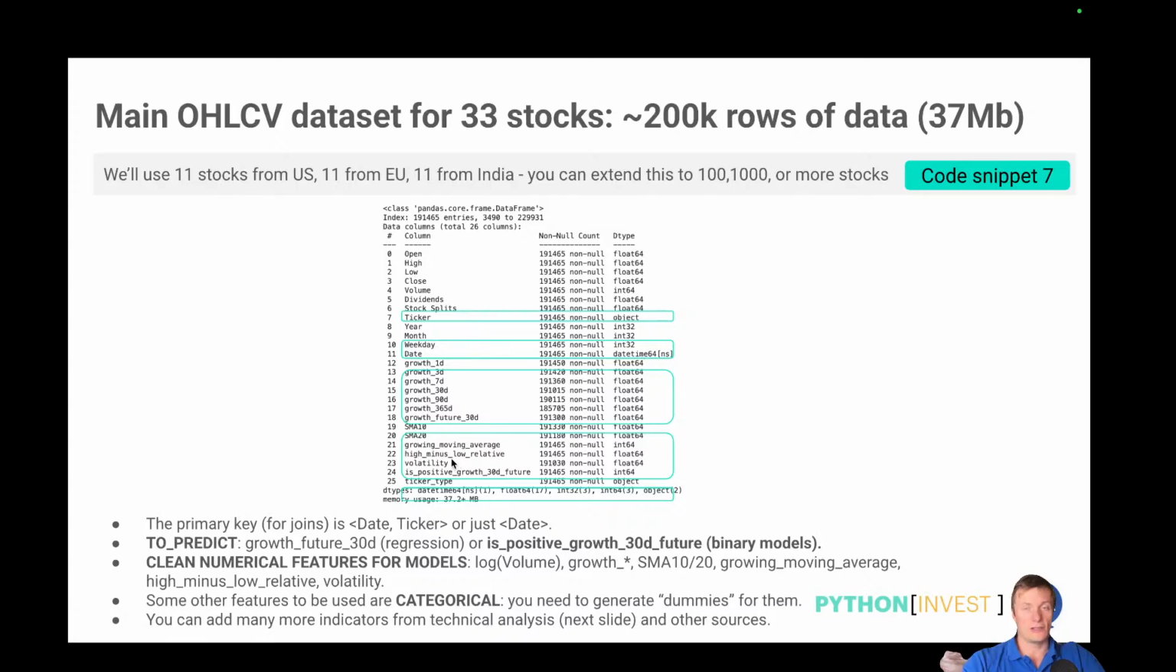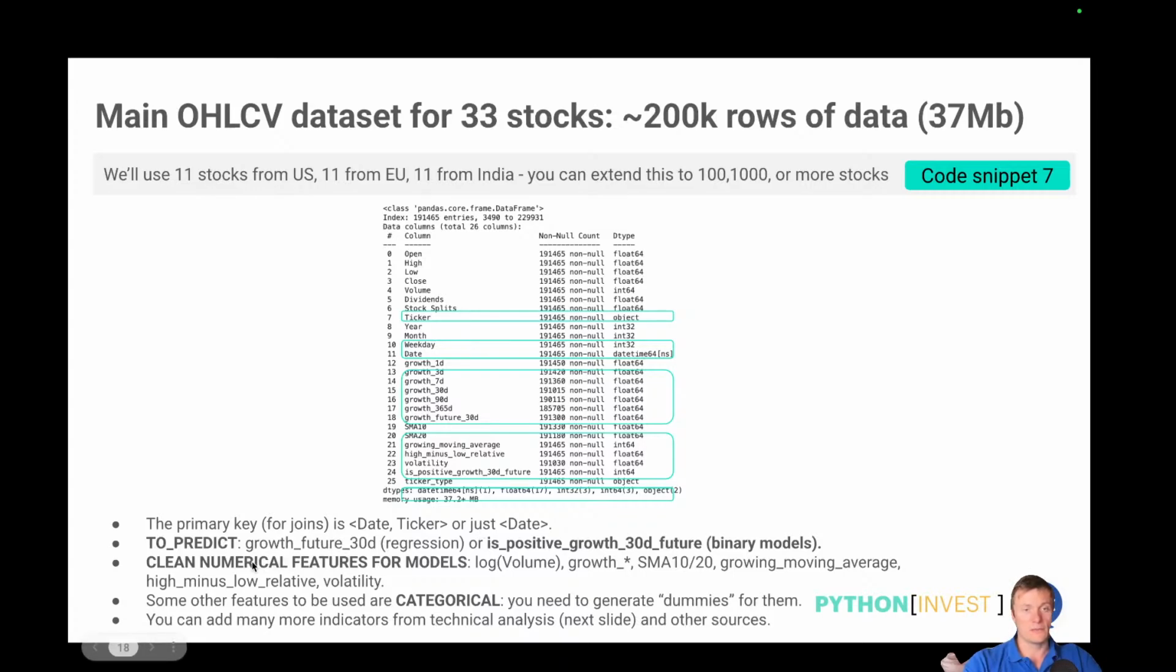And this is just one initial data set. It has a primary key. So here you can see that it's a date and the ticker. If you do everything for one asset like Bitcoin, you might have just the date.